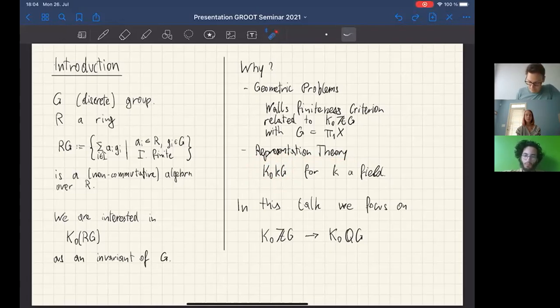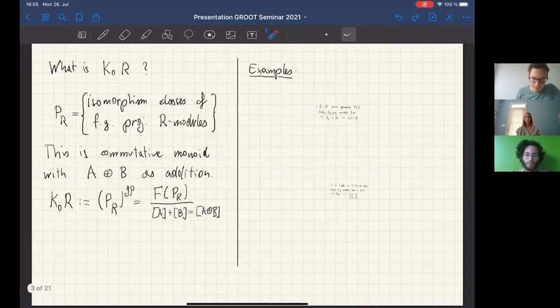Okay, and of course you can always sort of go from the integers to the rationals: if you have a ZG module, you can tensor it. You get a QG module, and so this gives a natural map. I haven't defined yet what K0 is, but there is a natural map between them, and we will try to understand this.